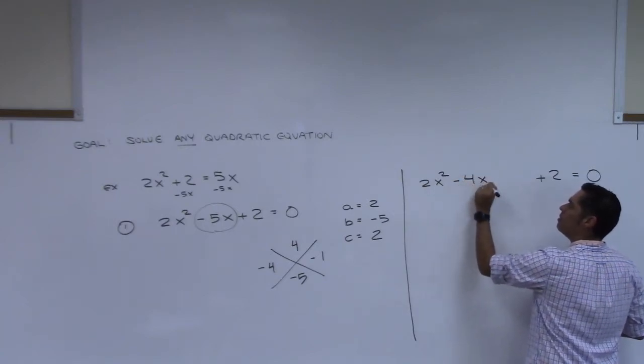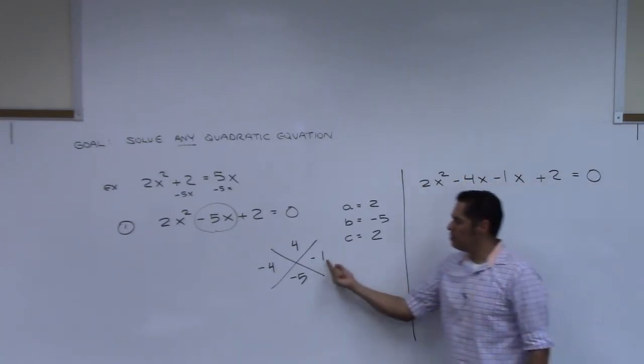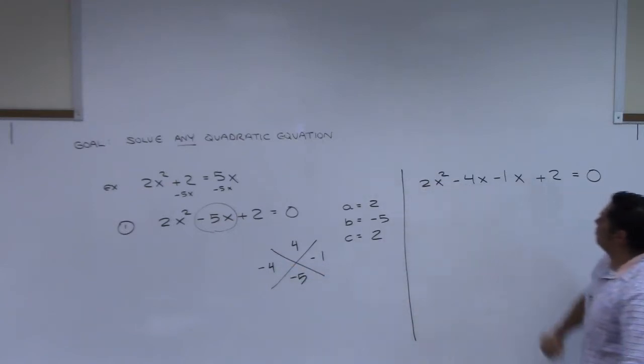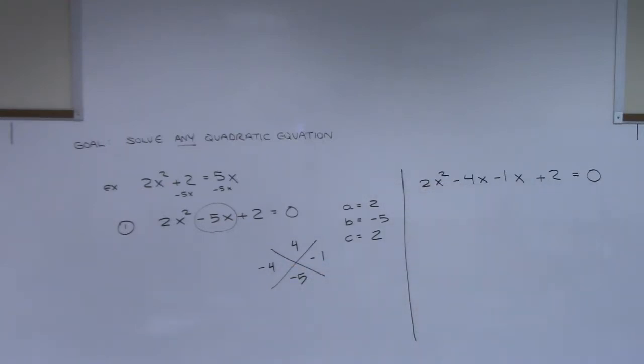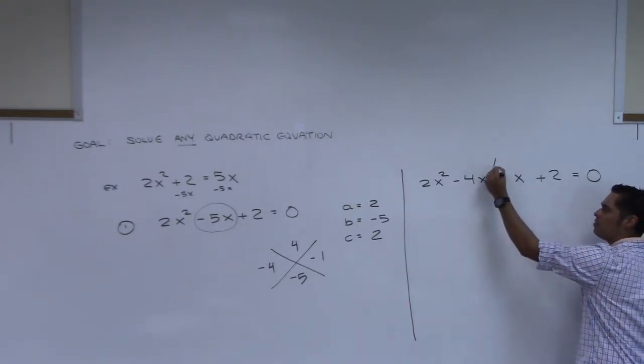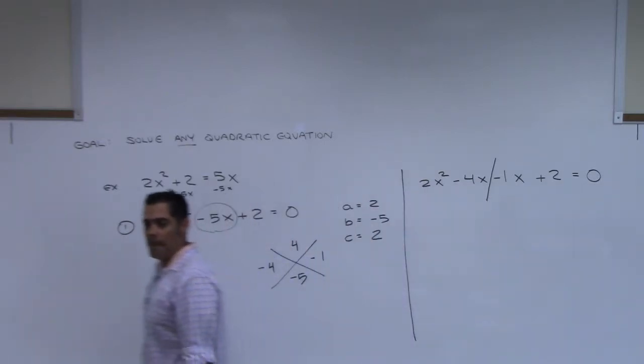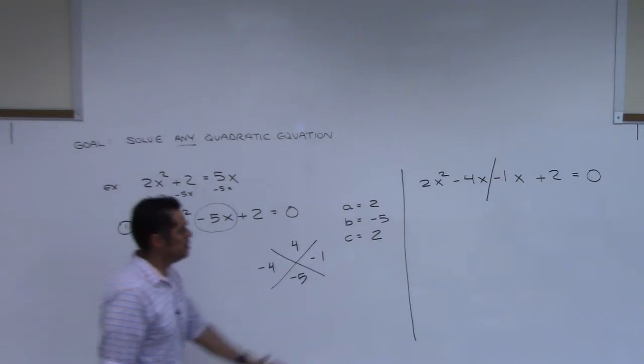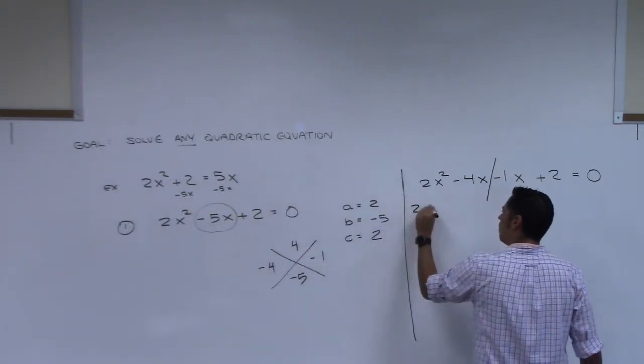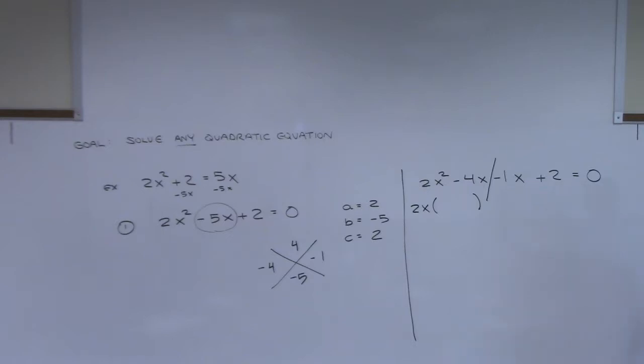Negative 4x and negative 1x. So you're using those 2 numbers to break that negative 5x up. All right? Now we group. Right after the first 2 terms, you slash it. What can we pull out of that first set of 2 terms? A 2 and an x, right? So we pull a 2x out. If we pull a 2x here, what are we left with in there? X minus 2.